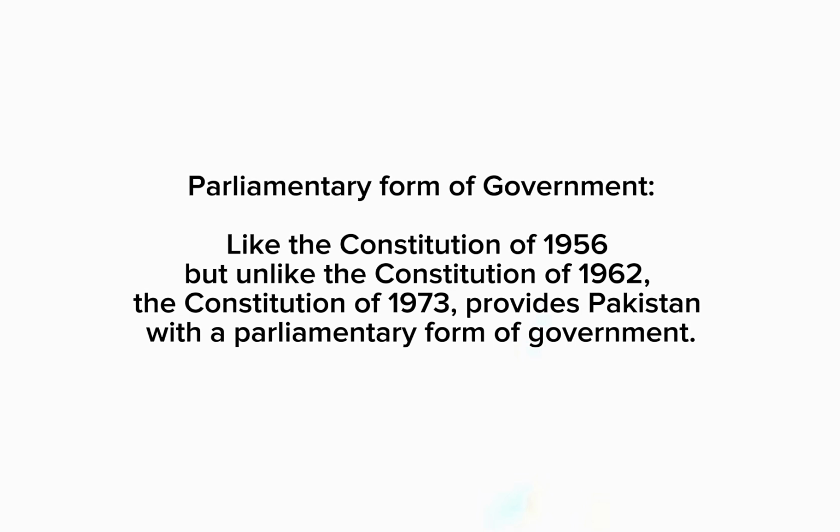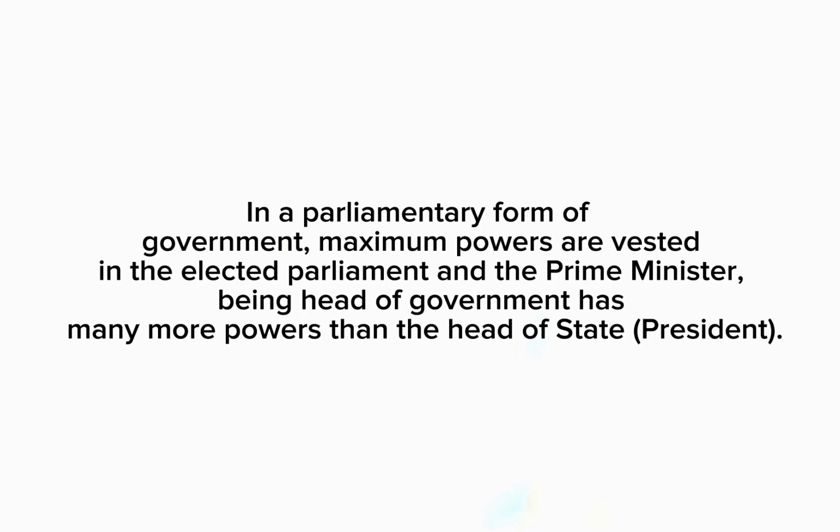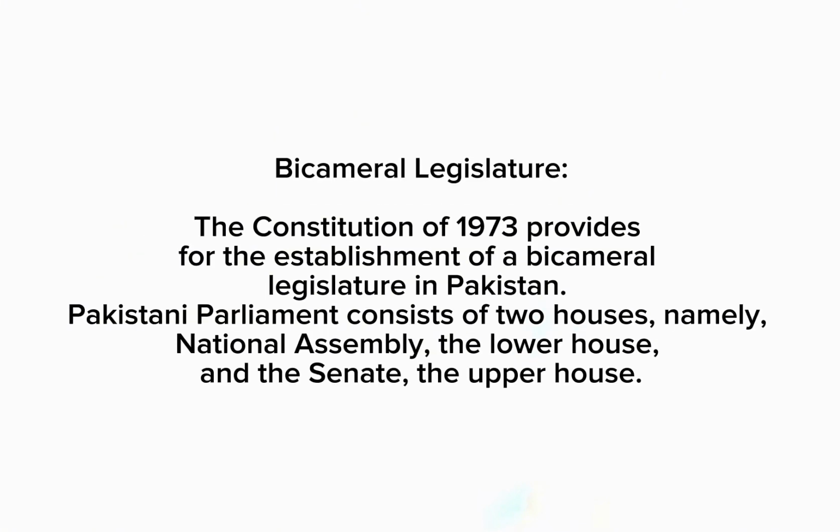Parliamentary form of government. Like the Constitution of 1956 but unlike the Constitution of 1962, the Constitution of 1973 provides Pakistan with a parliamentary form of government. In a parliamentary form of government, maximum powers are vested in the elected parliament, and the Prime Minister, being head of government, has many more powers than the head of state, the president. Bicameral legislature. The Constitution of 1973 provides for the establishment of a bicameral legislature in Pakistan. Pakistani parliament consists of 2 houses, namely, the National Assembly, the lower house, and the Senate, the upper house.